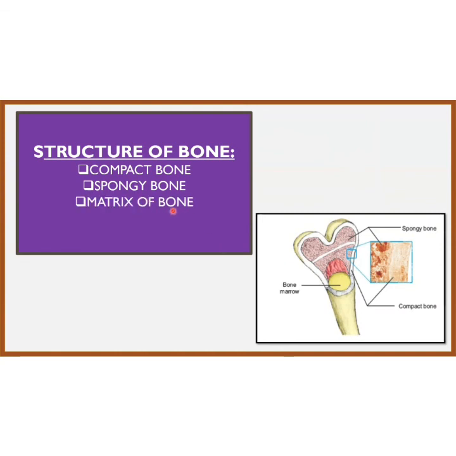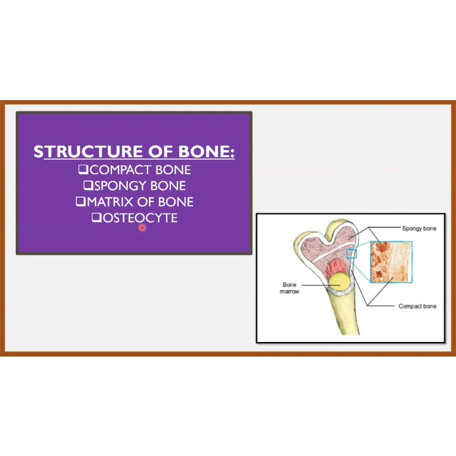Matrix of bone. Like cartilage, the matrix of bones also contains collagen, but it also contains minerals, for example, calcium and phosphate. In the matrix of bone, due to the presence of calcium and phosphate, bones become hard. The structure of cartilage and bone is similar, but bones are hard due to the presence of calcium and phosphate in the bones.